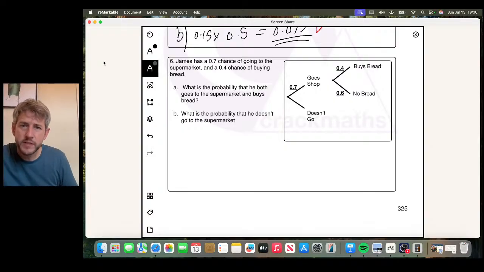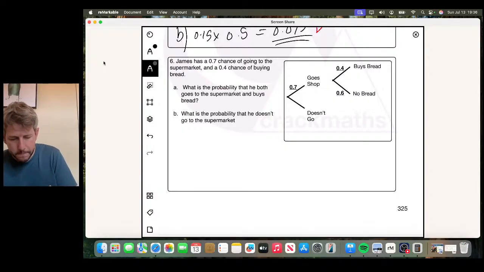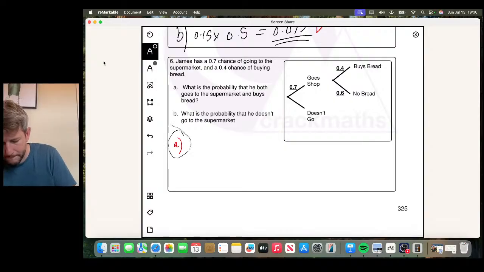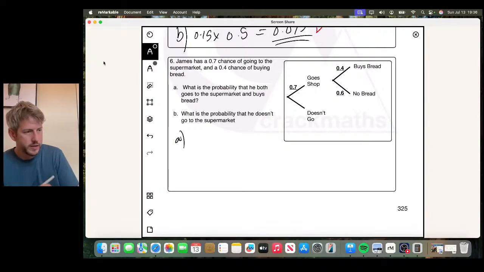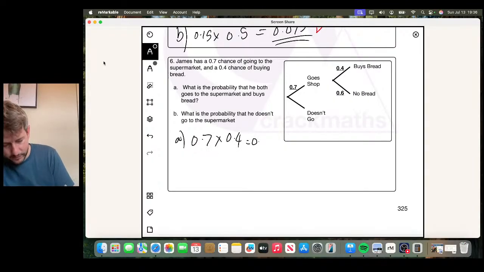James has a 0.7 chance of going to the supermarket and a 0.4 chance of buying bread. What is the probability that he both goes to the supermarket and buys bread? Okay, so that's going to be A. So that's going to be 0.7 times 0.4. So that would be 0.28.